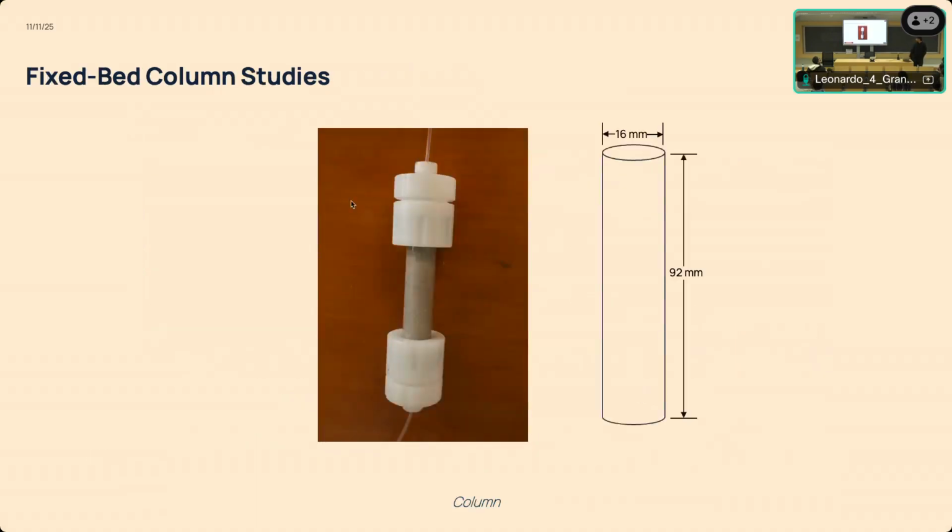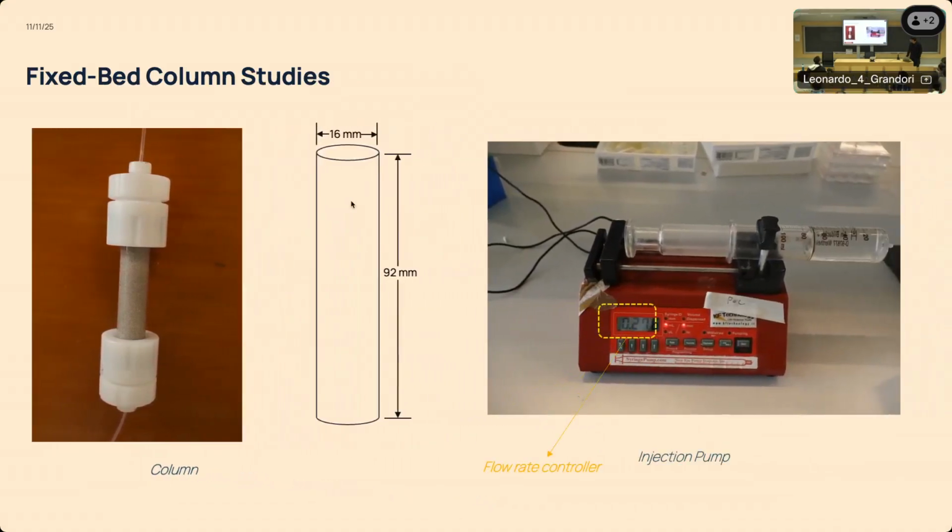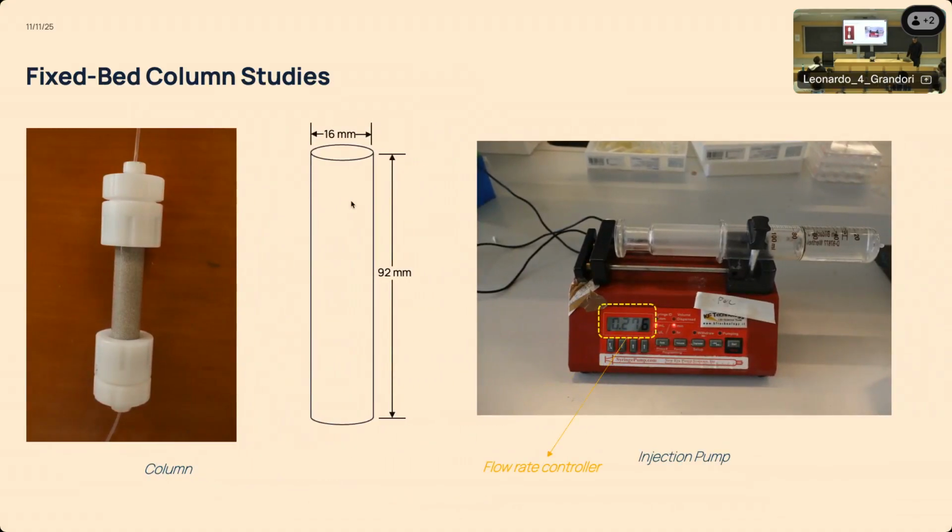So in our column experiment, we started with this type of lab scale column with dimensions of about 60 millimeters by 92 millimeters. And the column consisted of multiple layer settings. But first, before going into details about the column properties, I will tell you more about the experimental setup. So we had an injection pump.